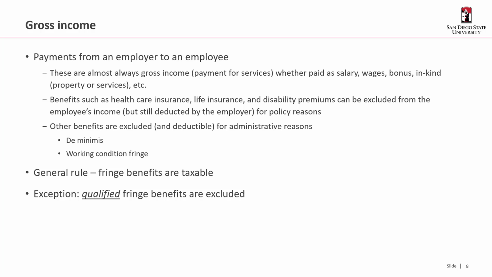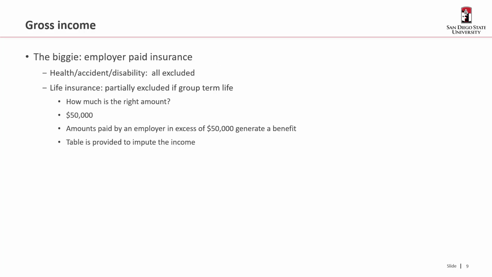So the general rule is that fringe benefits are taxable, but qualified fringe benefits are excludable. And some of the things we just mentioned are in fact qualified fringe benefits. So the biggie is employer paid insurance, and that covers health, accident, and disability. All of these are excluded. Life insurance is partially excluded if it's group term life.